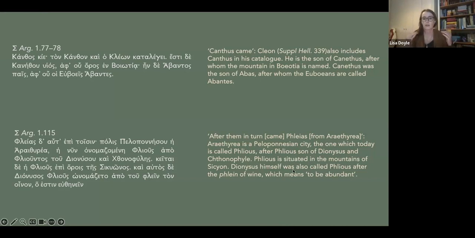So it's related to the landscape again. And then we are given an etymology at the end. So Dionysus himself was also called Phleus, after the abundance, the flame of wine. So this interest in naming and etymologies is quite a big feature as well.